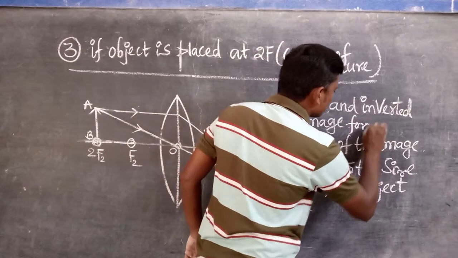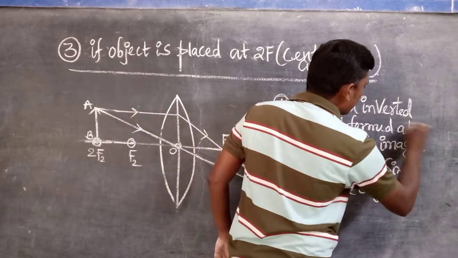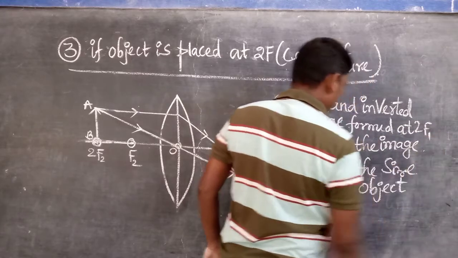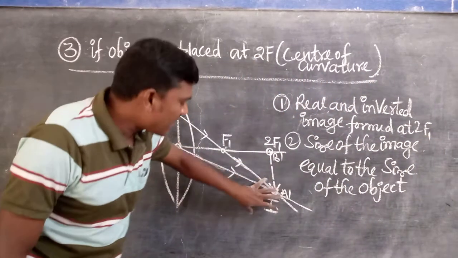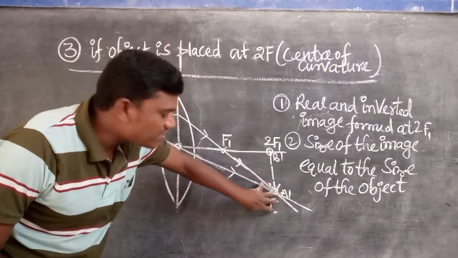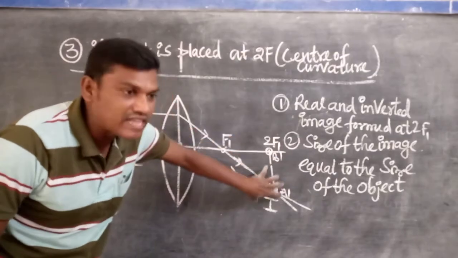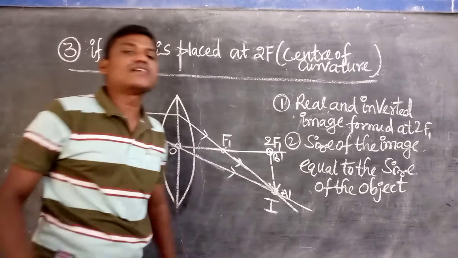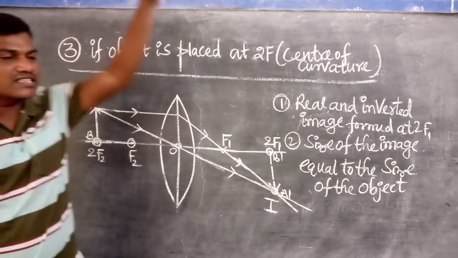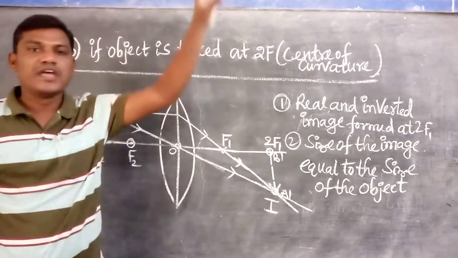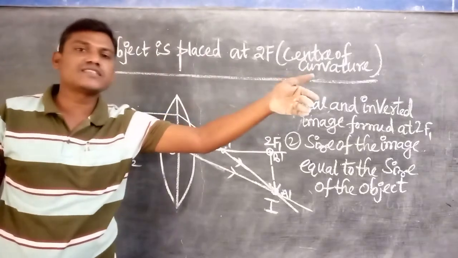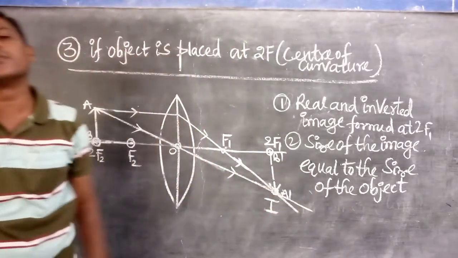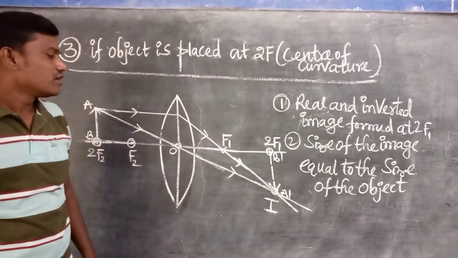Formed at which one? At 2f1. In the same way, the image will be formed at 2f1 on the other side. The size of the image is always equal to the size of the object. What is the size of the object? For example, 10 centimeter. Then the image size is also 10 centimeter only.